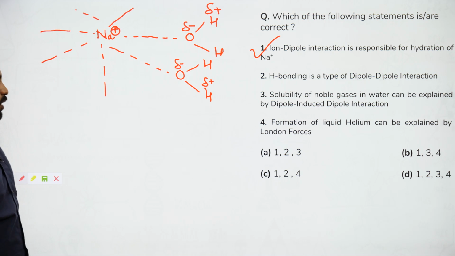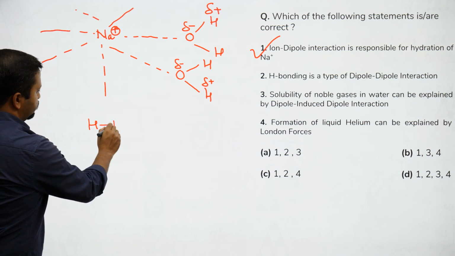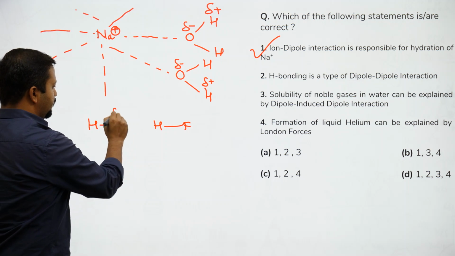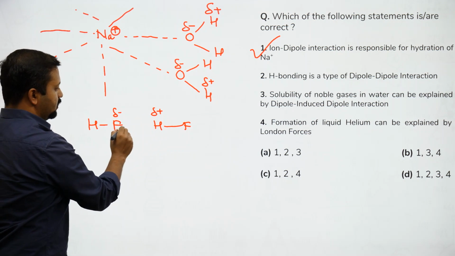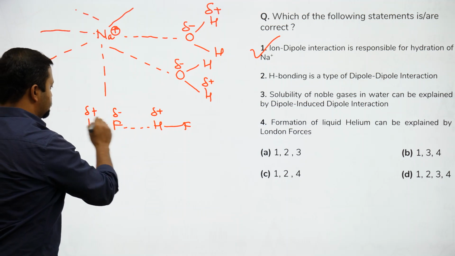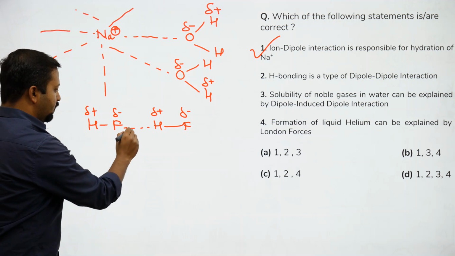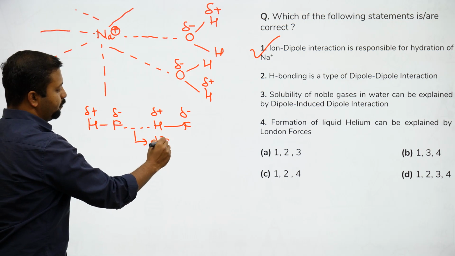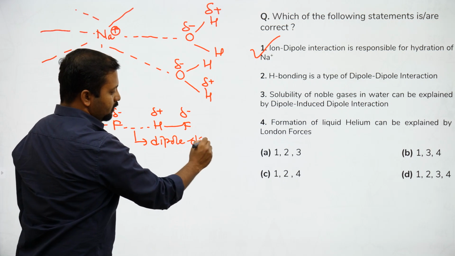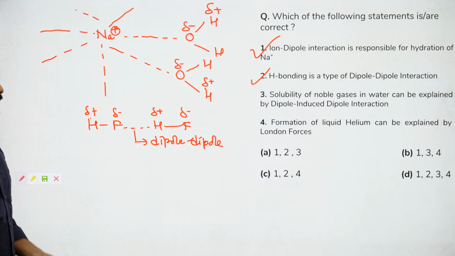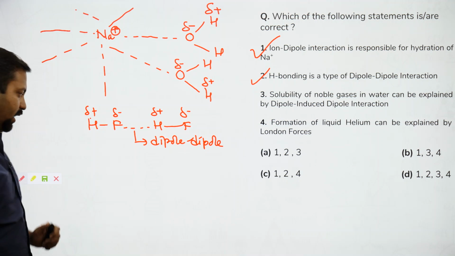Hydrogen bonding is dipole interaction. Let's say HF, delta minus, delta plus, delta minus. What kind of interaction is this? This is a dipole, this is a dipole, so this is dipole-dipole interaction. This is also correct. Solubility of noble gases in water can be explained by dipole-induced dipole interaction.